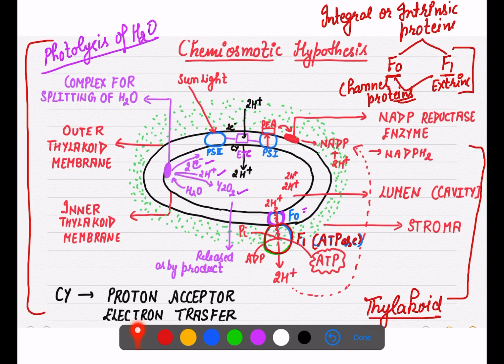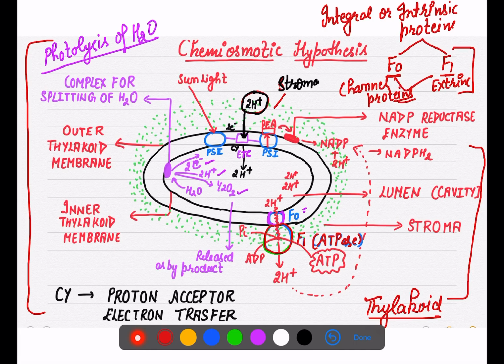Now once the electrons move from plastoquinone to the cytochrome complex, these cytochromes release some amount of energy. That energy is used to pump the protons. Which side is this? This is the stroma side of the thylakoid. So these protons from the stroma are received by cytochrome.